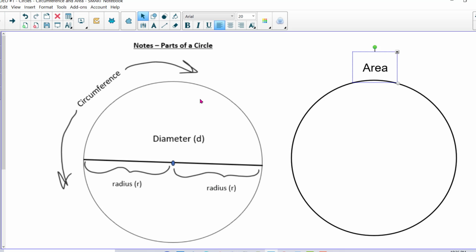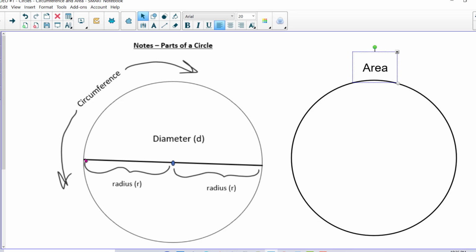So let's take a look at our circle here. And we've gone over this, but remember that the circumference is the distance around, is the length, if you will, of the circle around the outside. That's the circumference. Kind of sounds like circle, circumference.